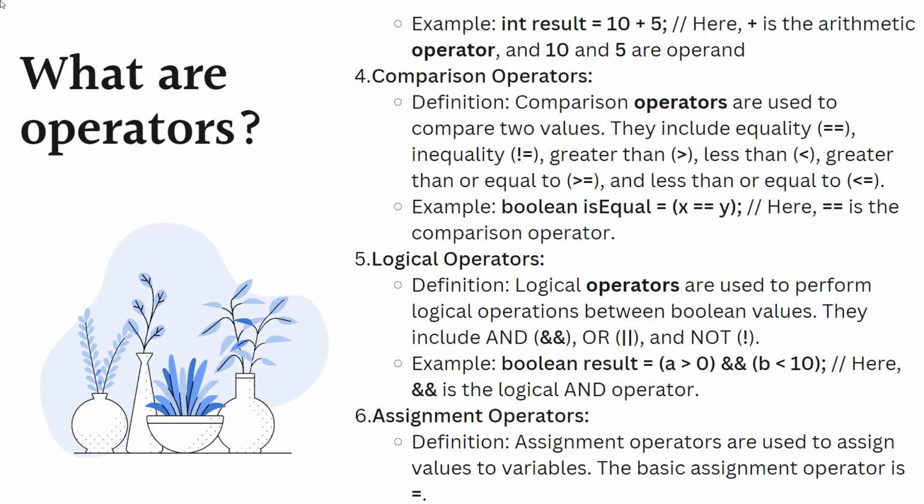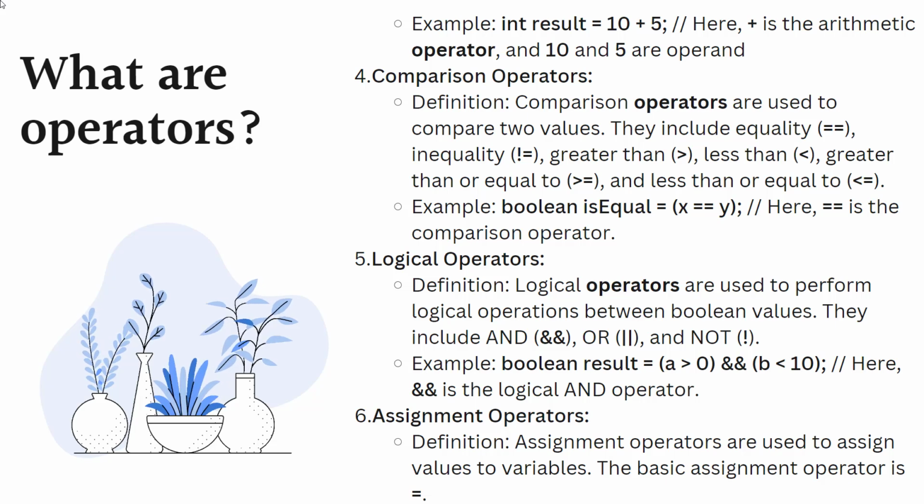Next we have comparison operators. Comparison operators are used to compare two values. They include equality, double equals, inequality, greater than, less than, greater than or equal to, and less than or equal to. And we have an example, boolean isEquals = (x == y). Here the double equals is the comparison operator.